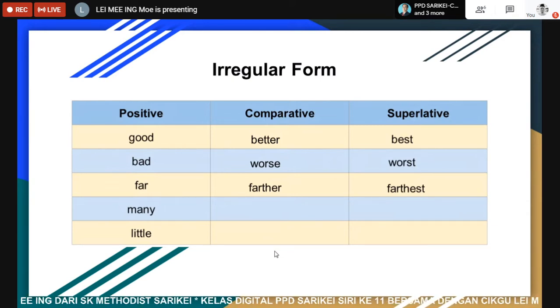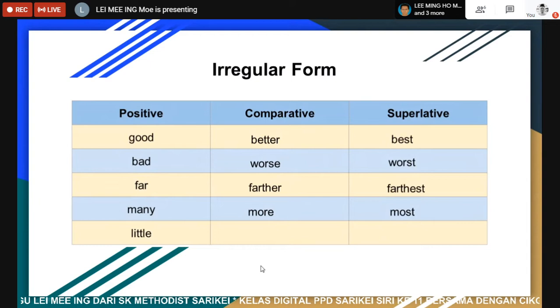Many. The comparative form for many, it is more. And the superlative form, most. So many, more, most. The same goes with much, yeah? Many for countable nouns and much for uncountable nouns. Much, more, and most. The last one for our irregular form, little.